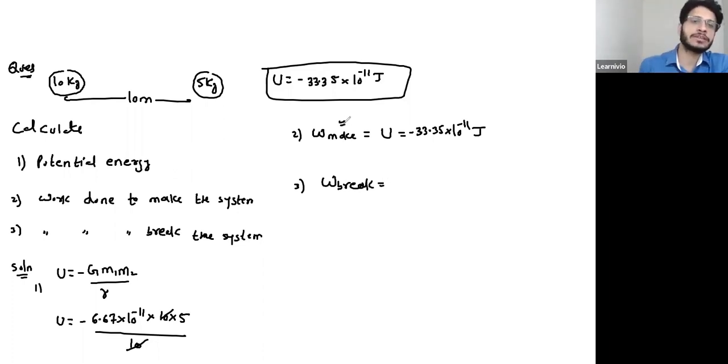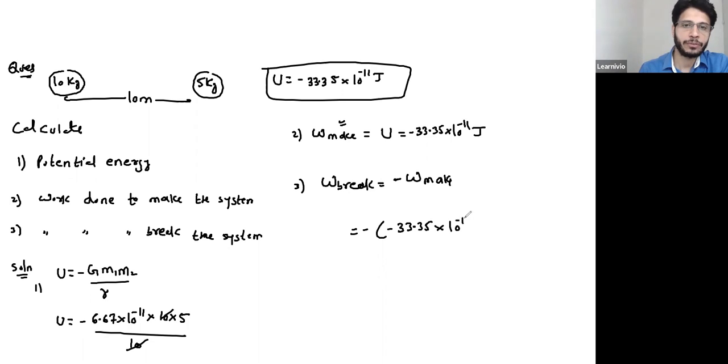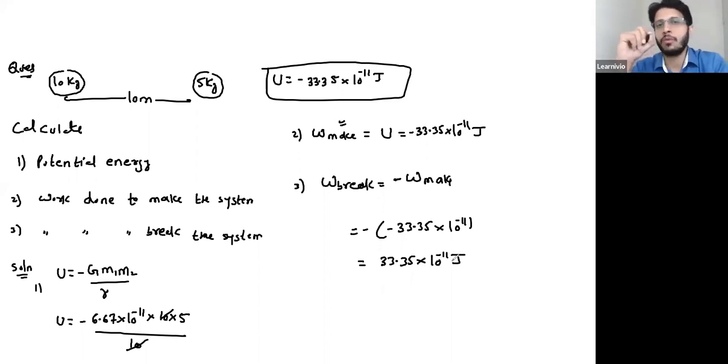If work done to make the system is this, 33.35 into 10 raised to minus 11, work done to break the system is negative of work done to make the system. So it's negative of minus 33.35 into 10 raised to the power minus 11. So it comes out to be 33.35 into 10 raised to the power minus 11 joule. This is the work that we will do to break the system.